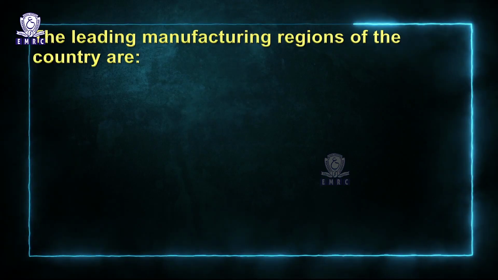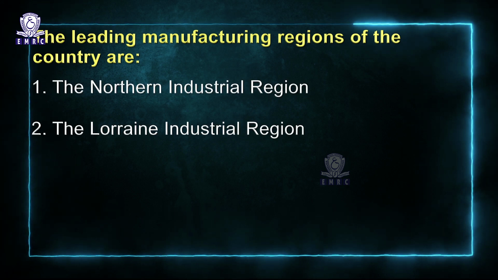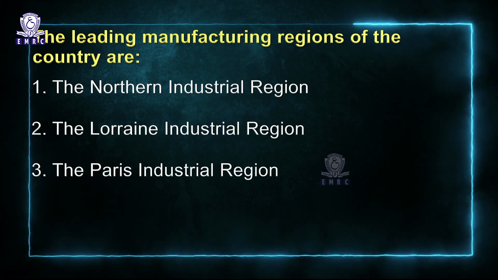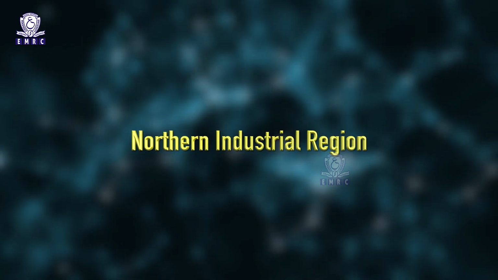France is another forerunner in the manufacturing world. In 1995, industry contributed 27% of the GDP. This is the third largest industrial power in Europe next to the UK and Germany. The leading manufacturing regions of the country are the Northern Industrial Region, the Lorraine Industrial Region, the Paris Industrial Region. So let me begin with the Northern Industrial Region.